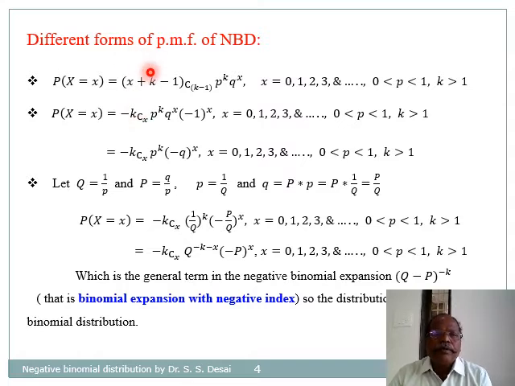So these are different forms of PMF of negative binomial distribution, and the last form is probability that X is equal to x equals (-k)Cx Q^(-k-x) (-P)^x, which is the general term in the negative binomial expansion of (Q - P)^(-k), that is, binomial expansion of negative index. So the distribution is called negative binomial distribution.